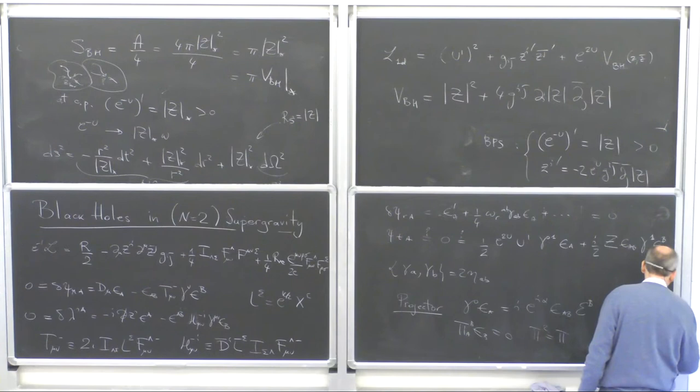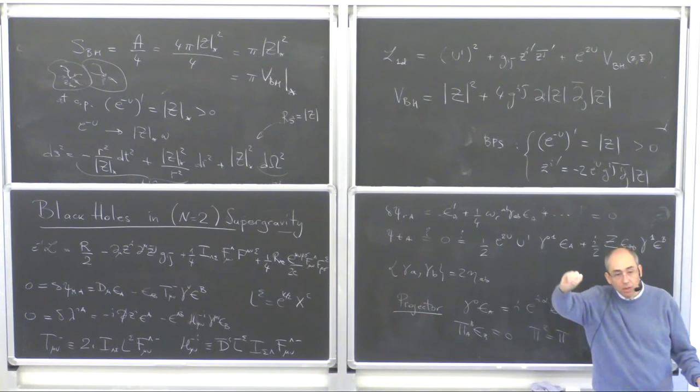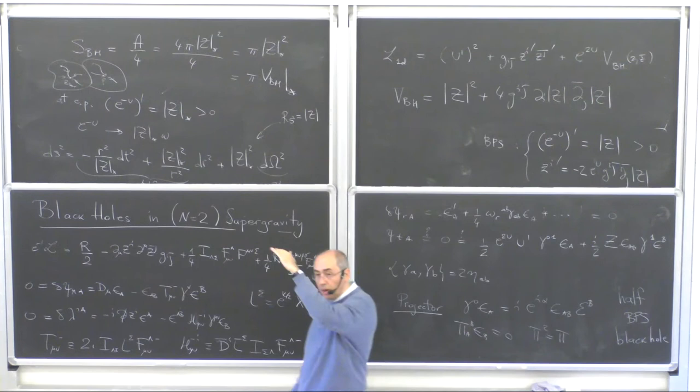Okay? So I start from N equals 2 far away, and then the flow is N equals 1, and then what happens is that the horizon, which is AdS2 cross S2, is again N equals 2. There is an enhancement. So the supersymmetries are broken along the flow, and then you recover full supersymmetry at the horizon.